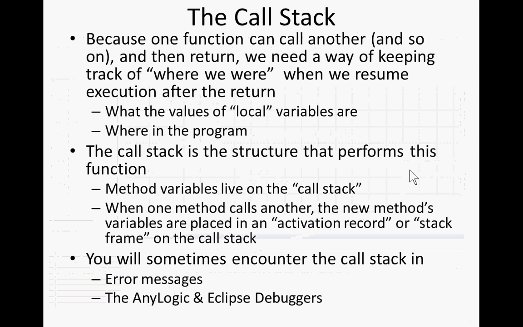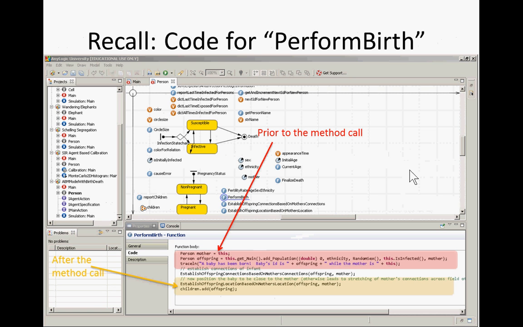Okay, now here's the code for establish offspring connection based on mother's connections. It checks if there are no mother's connections, then we don't do anything. Otherwise, we go through each of the mother's connections and add them into the offspring. Okay, and then we call offspring.connect, right? Here we're also calling offspring.connect.